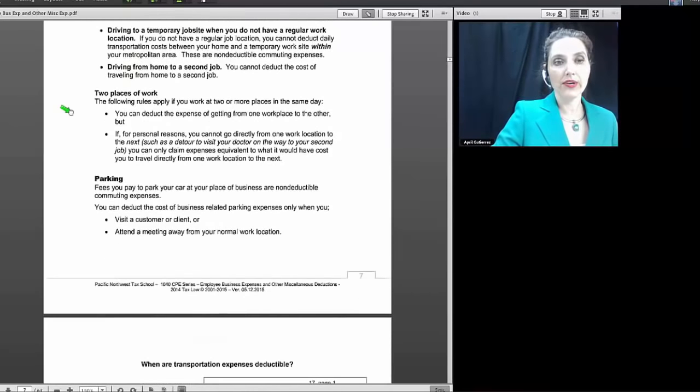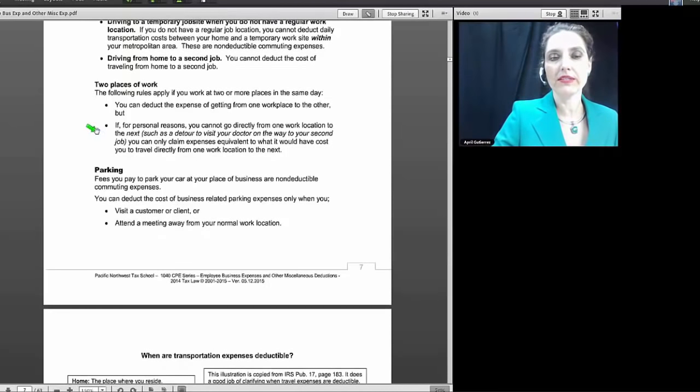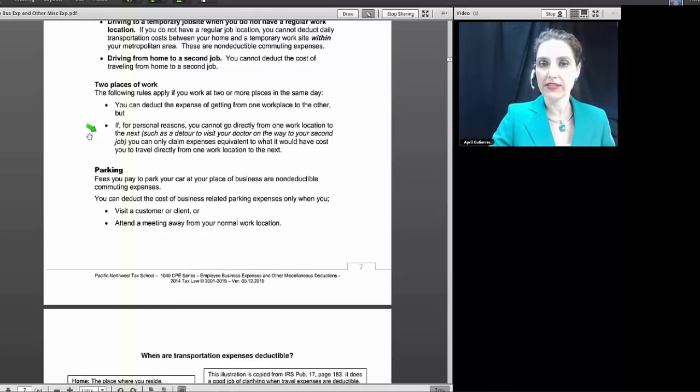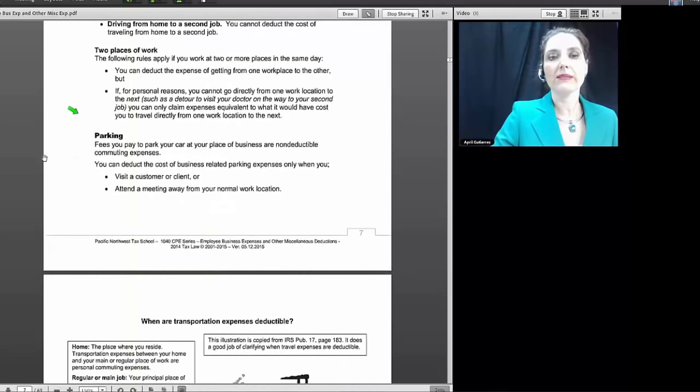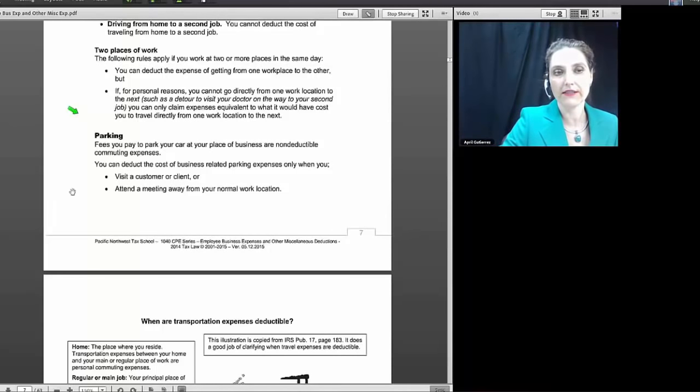Two places of work. The following rules apply if you work at two or more places in the same day. You can deduct the expense of getting from one workplace to the other, but if, for personal reasons, you cannot go directly from one work location to the next, such as a detour to visit your doctor on the way to your second job, then you can only claim expenses equivalent to what it would have cost you to travel directly from one work location to the next.